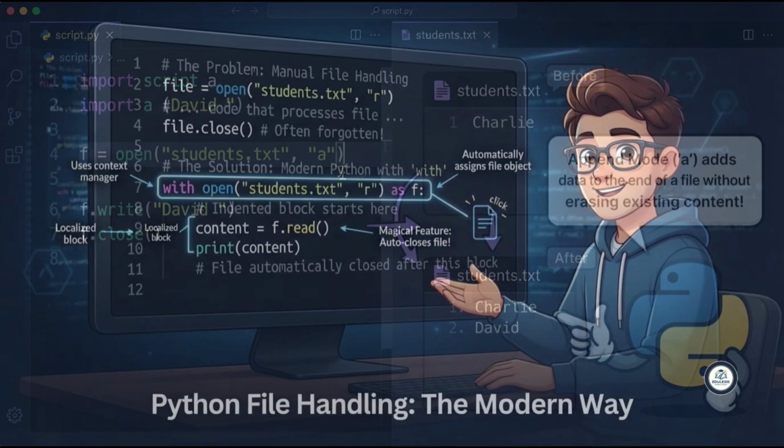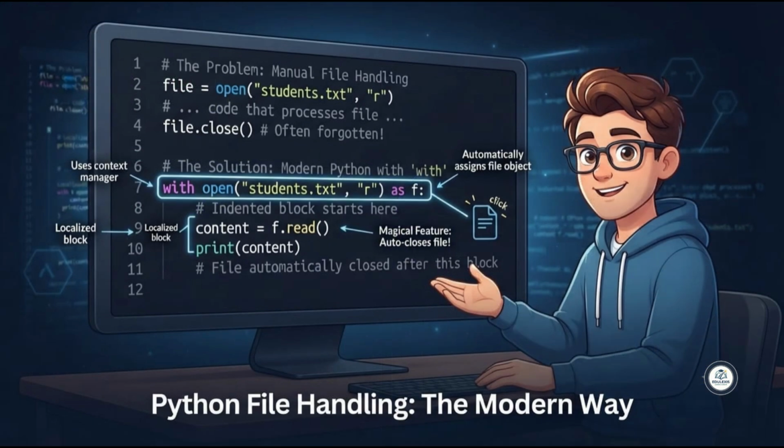Manually opening and closing files works fine, but human error means developers often forget to call the close function. To solve this, Python introduced a clean, modern, and professional way to handle files using the with keyword. Let's write it together. Type with open students.txt R as F, followed by a colon. Notice that the lines of code underneath this statement must be indented by 4 spaces. This indentation creates a localized block. The magical feature here is that as soon as Python finishes running the code inside this indented block, it automatically closes the file for you behind the scenes.